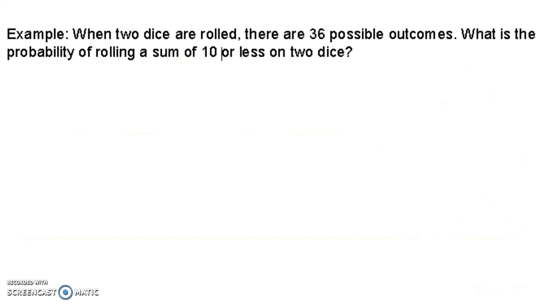Looking at an example, we roll 2 dice. There's 36 possible outcomes. If we were asked what's the probability of rolling a sum of 10 or less on the 2 dice, well, we could sit down and add up all the probabilities of rolling a 2 and a 3 and a 4 and a 5 and a 6 and a 7 and an 8 and a 9 and a 10, which would be fine. We could add those up. But we also recognize that it would probably be a lot quicker just to add up 11 and 12. Those are the ones that are not 10 or less. And then we could subtract off that probability from 1.